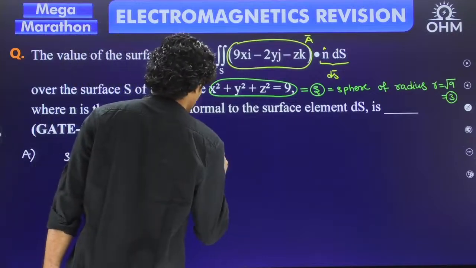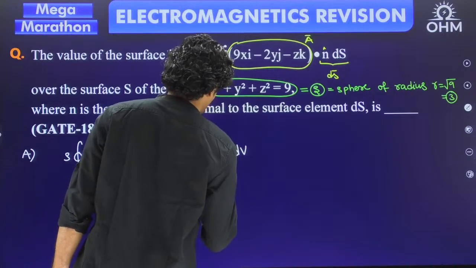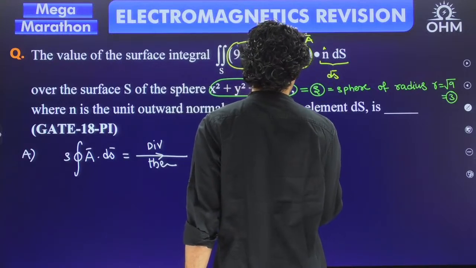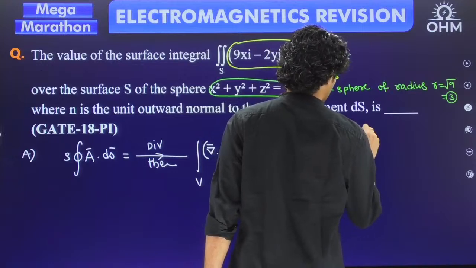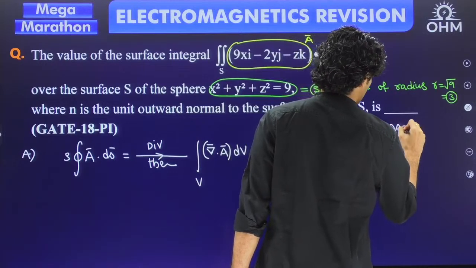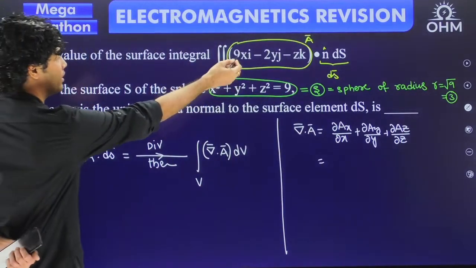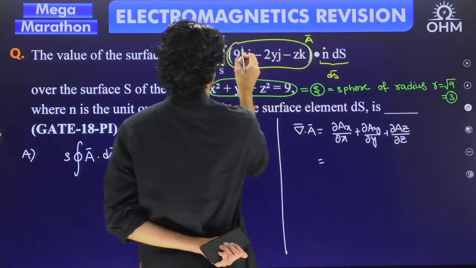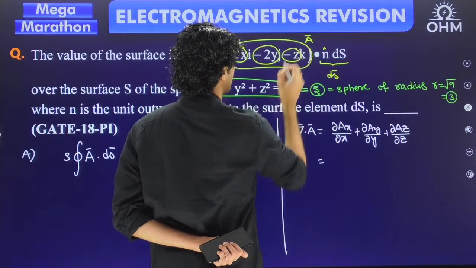By applying the divergence theorem, this becomes equal to del dot A bar into dV over the volume V. So let us calculate the divergence here. Del dot A is the differentiation of Ax with respect to x, Ay with respect to y, and Az with respect to z. Here, 9x is Ax, minus 2y is Ay, and minus z is Az.